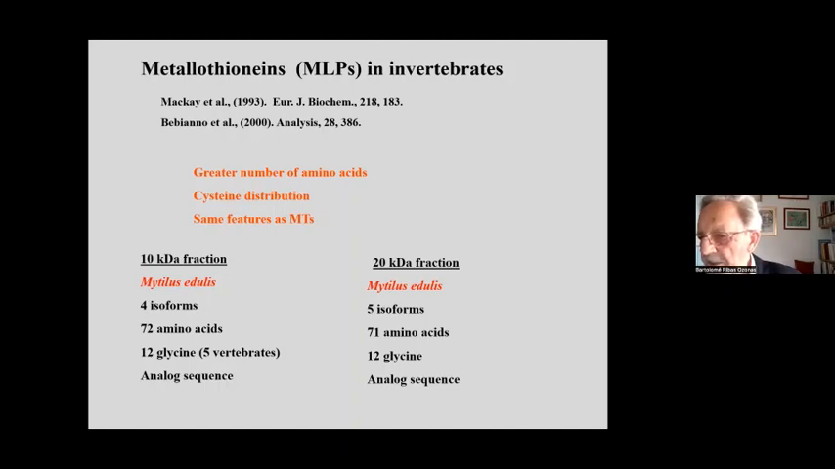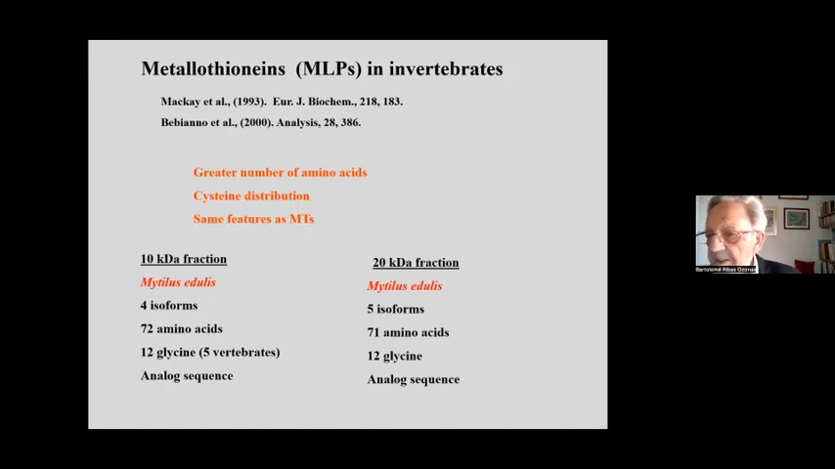isometallothioneins in invertebrates, with the same results as before in mussel, Mytilus edulis, in the same kilodalton fraction: Mytilus edulis, 4 isoforms, 72 amino acids, 12 glycines, in 5 species of invertebrates, with analogous sequence in both cases. And also in the 20 kilodalton fraction in Mytilus edulis, 5 isoforms, 71 amino acids, 12 glycines, and also analogous sequence in both cases.